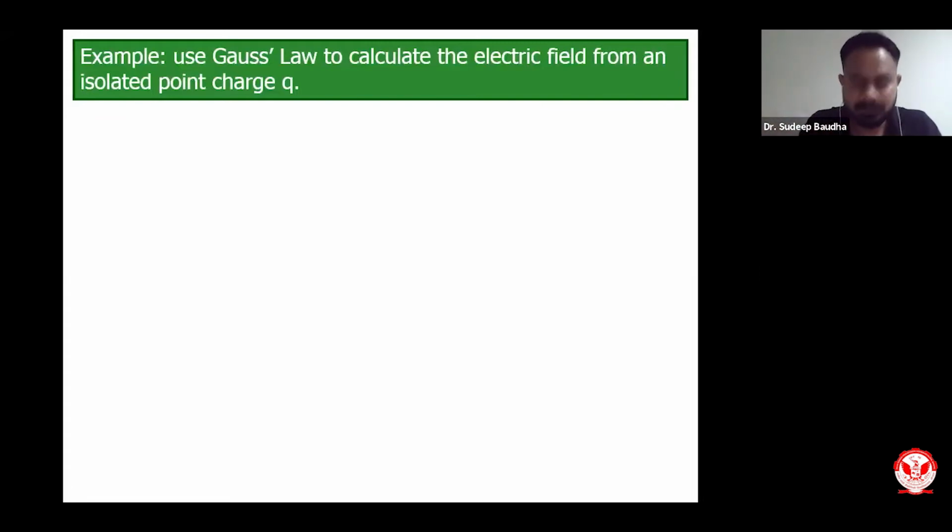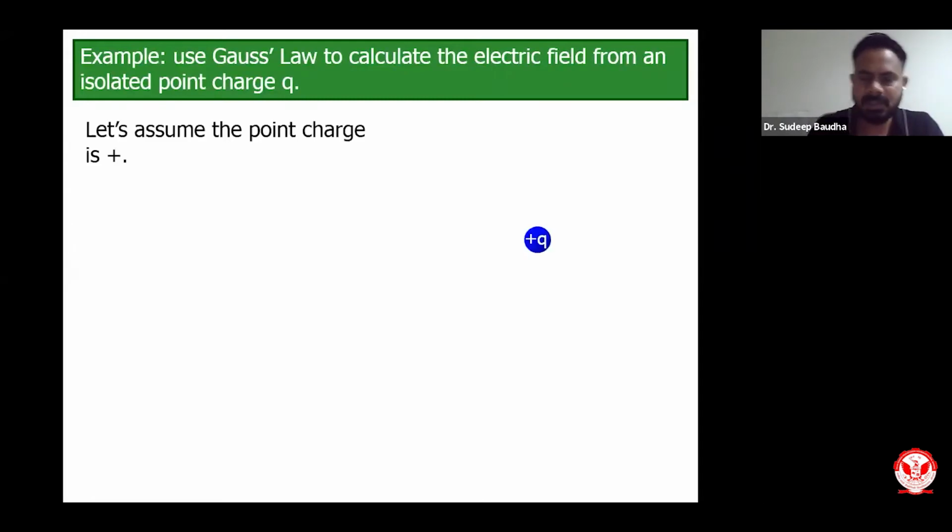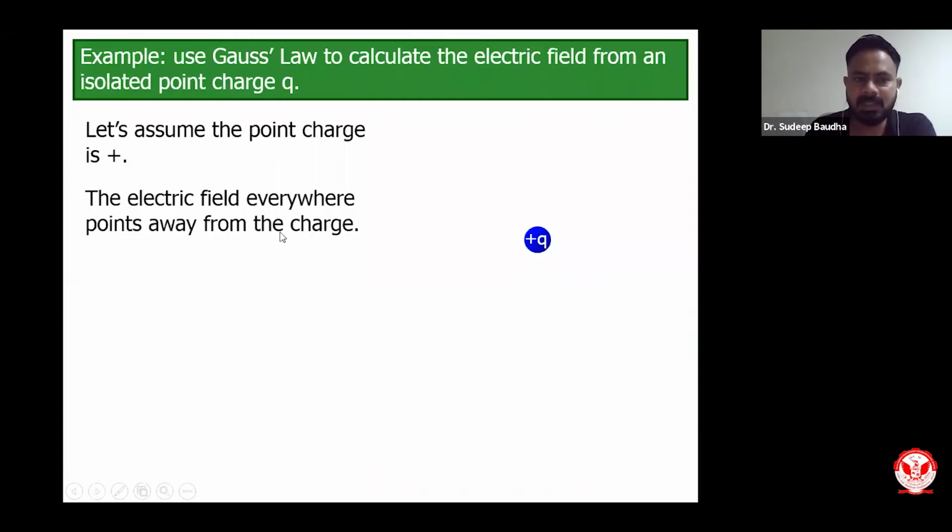So how to analyze this? Please remember the Gauss law. Net flux around a closed geometry is equivalent to net charge enclosed upon epsilon naught, which is permittivity of free space. So let us assume the point charge, as I have shown in the previous cases too. This is the point charge, which is kept isolated in free space. Now the electric field everywhere points away from the charge. That is our understanding about the charge: electric fields are directed away from positive charge and towards negative charge.